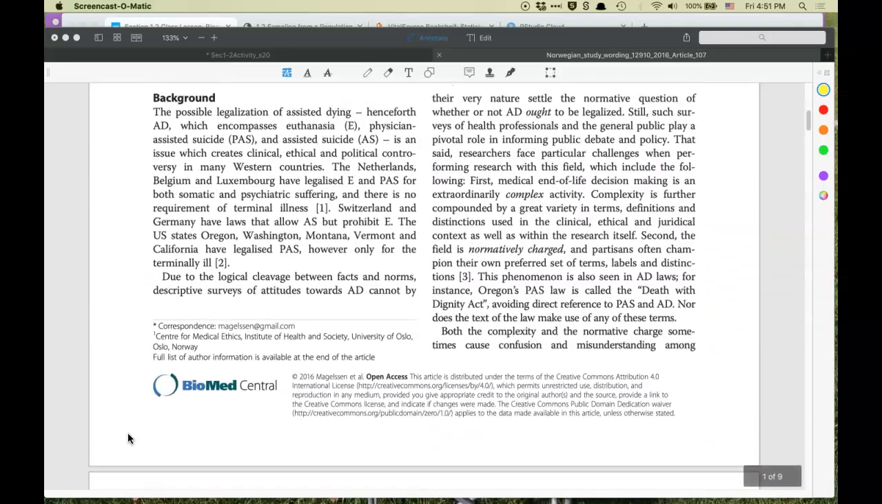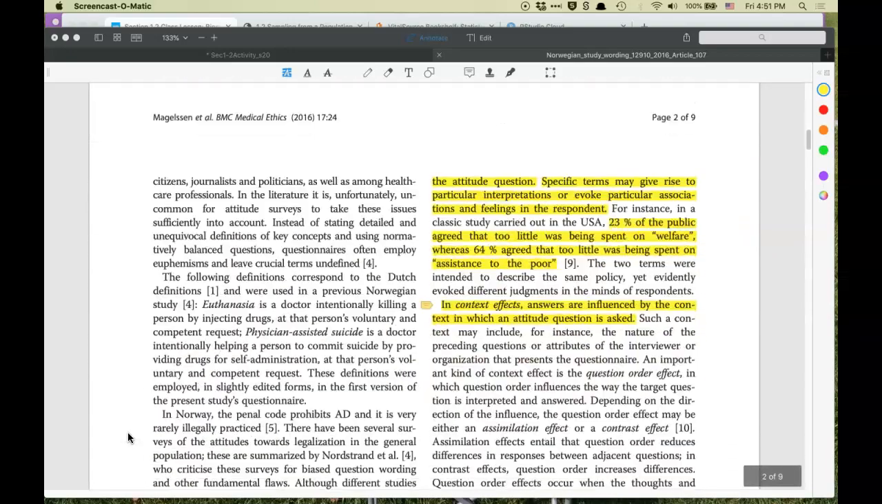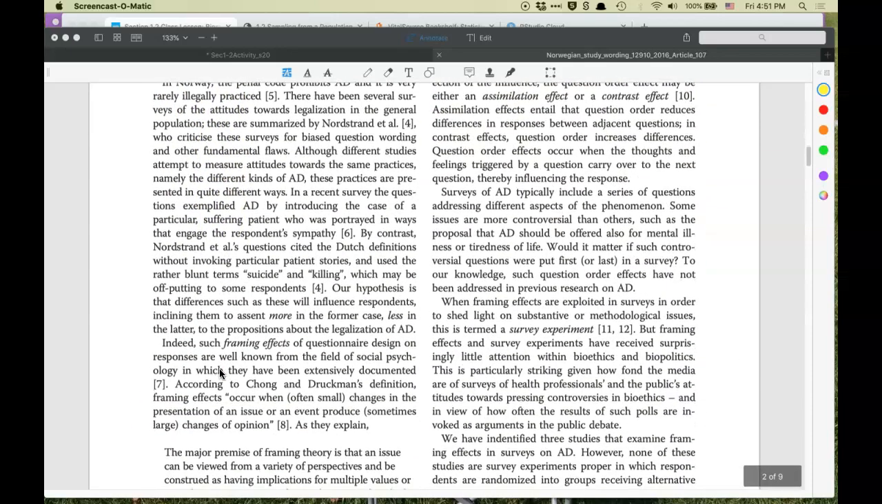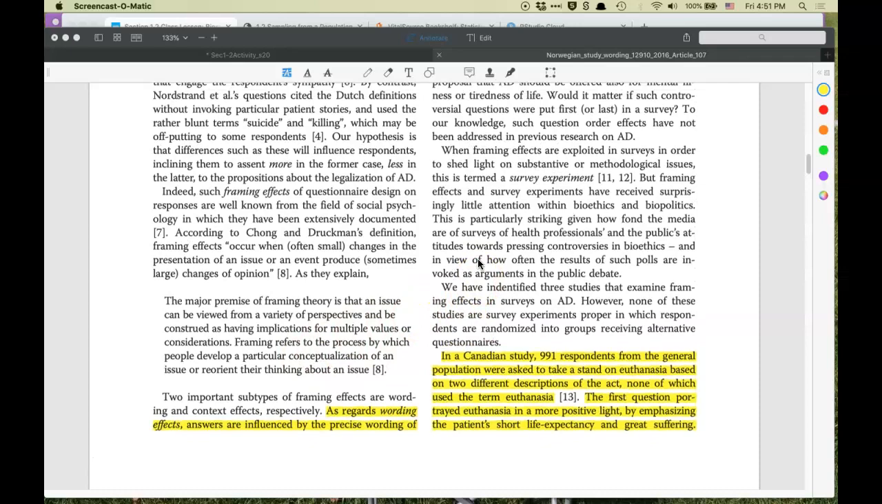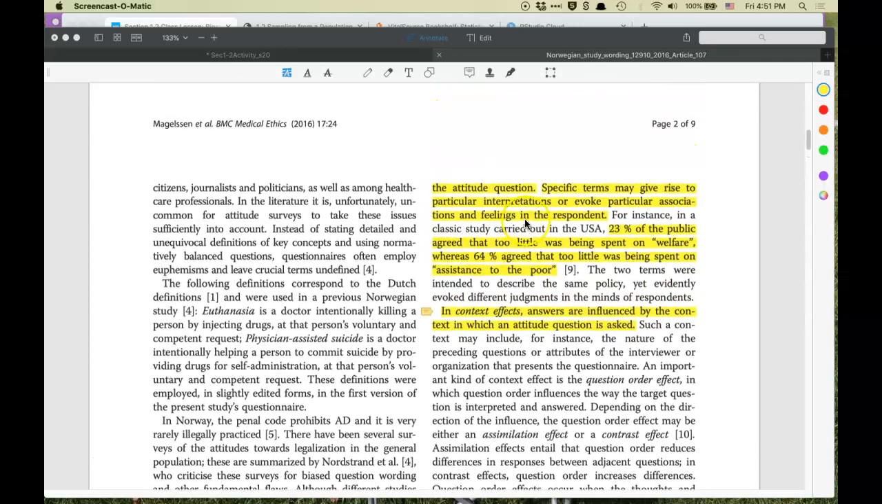One is in their background section. They talk about some other studies that have been conducted, and they talk about order effects, wording effects versus context effects. I'm really just going to focus on wording effects. Answers are influenced by the precise wording of the attitude question. For instance, specific terms may give rise to particular interpretations or evoke particular associations and feelings in the respondent. Historically, questions about gun control or abortion have been quite sensitive, and responses related to how the question was worded.